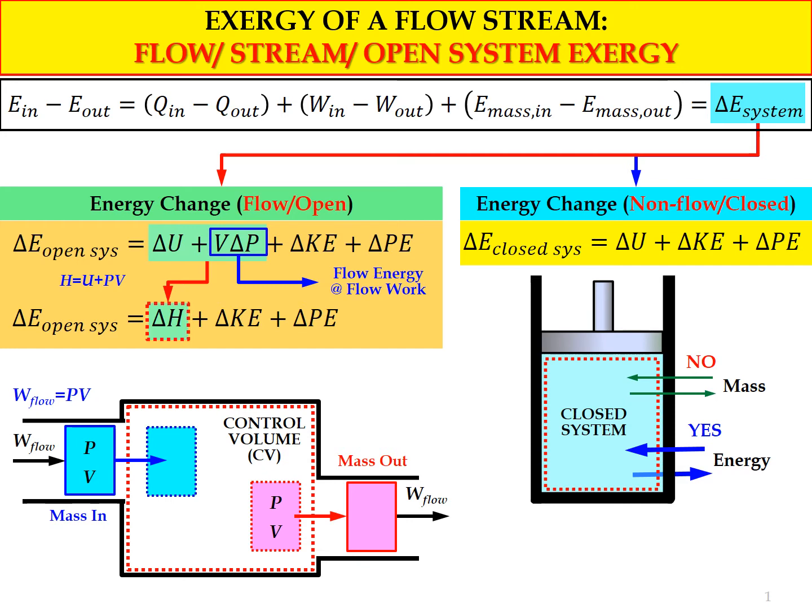Okay, so now if we compare the formula for delta E for the open system and also delta E for the closed system, the difference is that delta E for the open system uses delta H, enthalpy difference. However, delta E for the closed system uses the internal energy difference, as shown in the slide. Okay, so that's the difference.